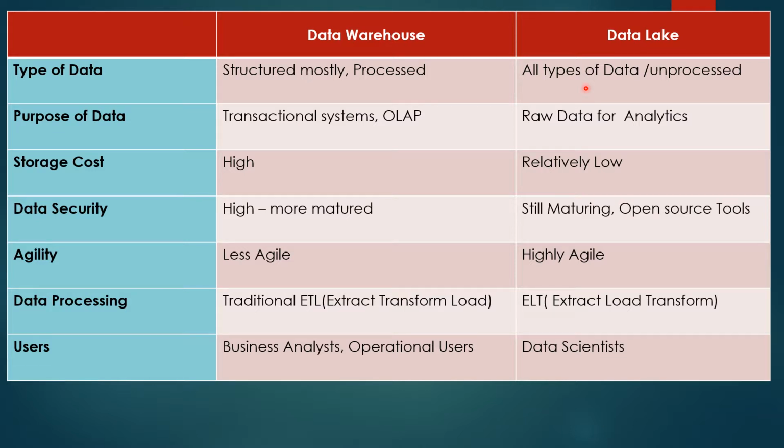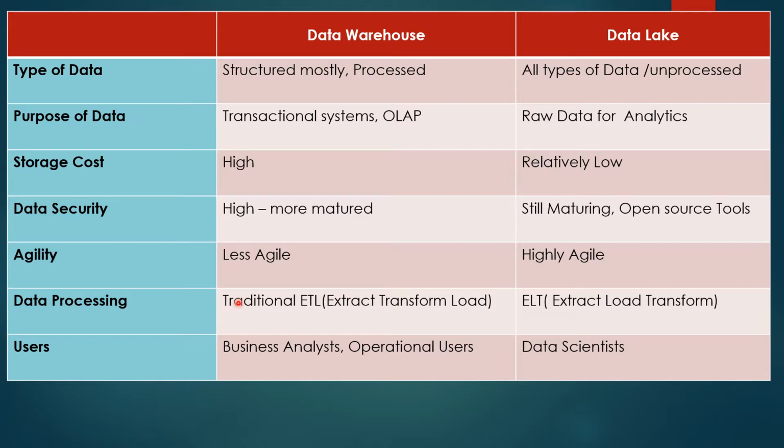Let's take the next parameter as purpose of data. Data warehouse is input for OLAP systems, online analytic processing. The primary purpose is reporting. The raw data in a data lake will be used for data analytics, research and pattern discovery.